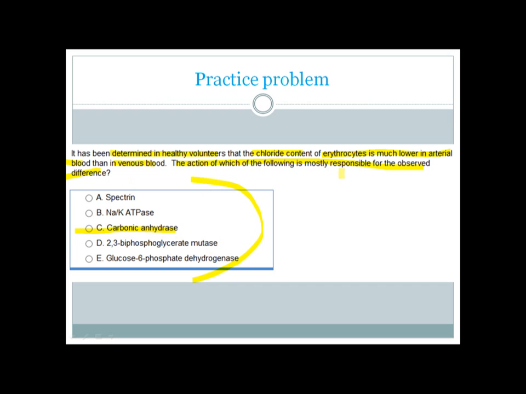Why is that so? The question is telling you the chloride content of erythrocytes in arterial blood is lower than in venous blood, meaning that chloride content is higher in venous blood. So high chloride content in venous blood is the result of the chloride shift. The chloride shift causes the bicarbonate to exit the RBC and chloride to enter the RBC, and this occurs due to increased production of bicarbonate, due to increased production of carbonic acid, which occurs due to the activity of carbonic anhydrase.